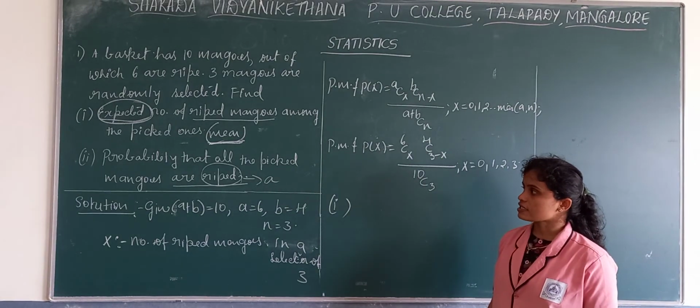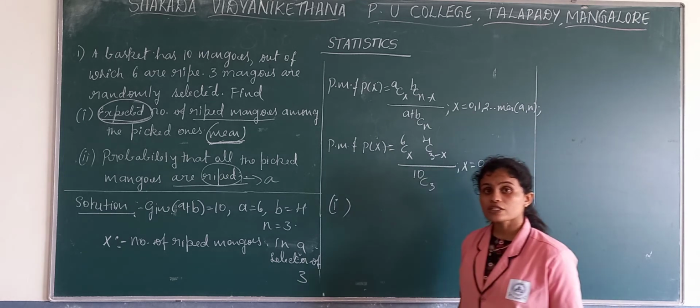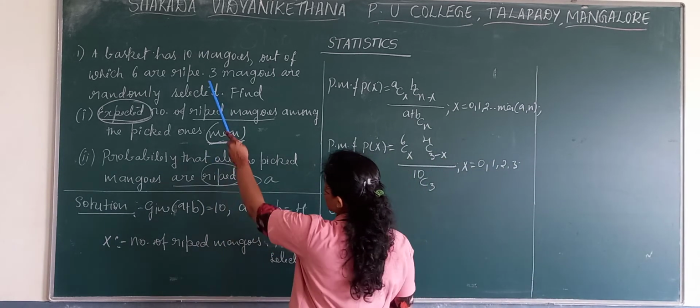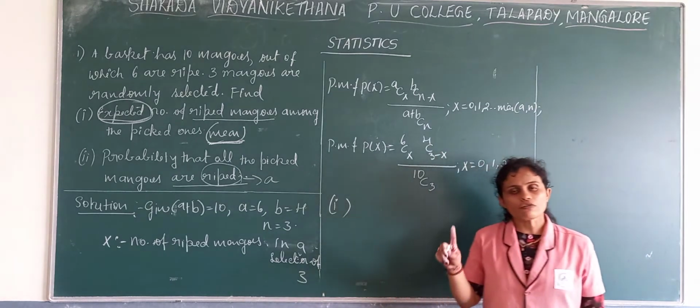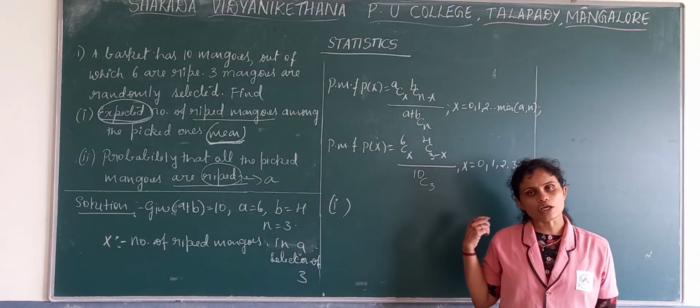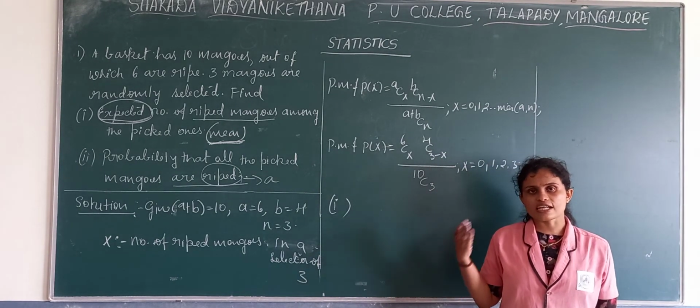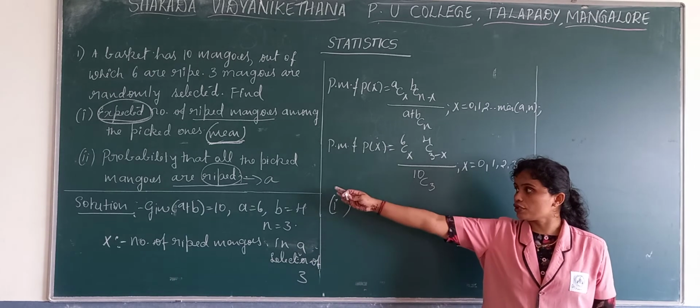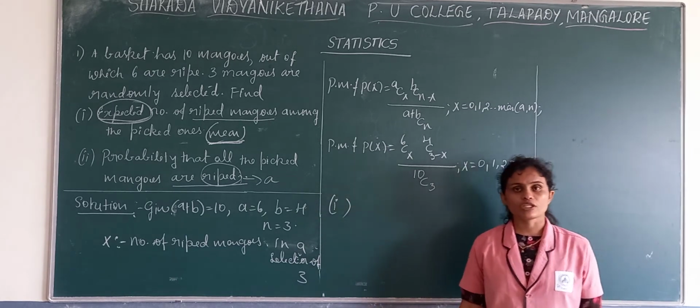The second question is the probability that all the picked mangoes are ripe. All picked mangoes means how many mangoes we picked there? 3 mangoes. Means P of 3. All picked mangoes, 3 also we consider as ripe mangoes. P of 3 according to the second question. The first question we need to find out the mean.